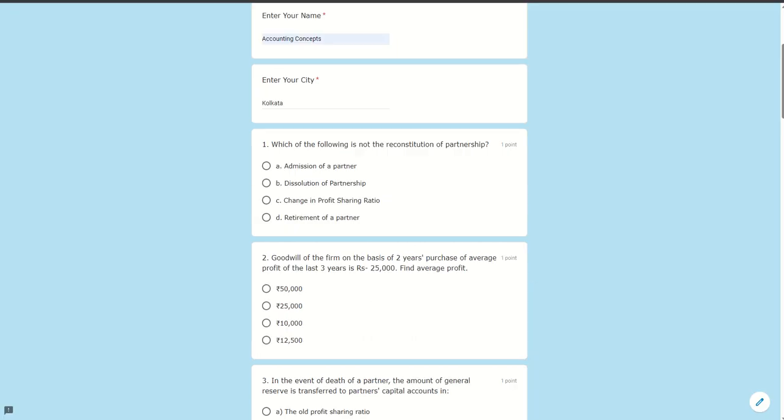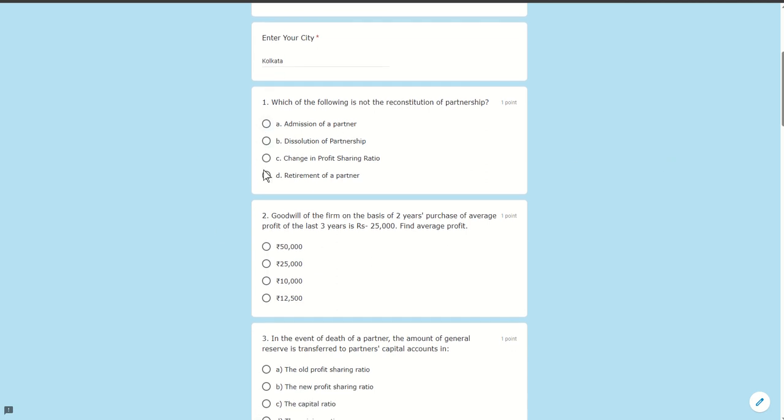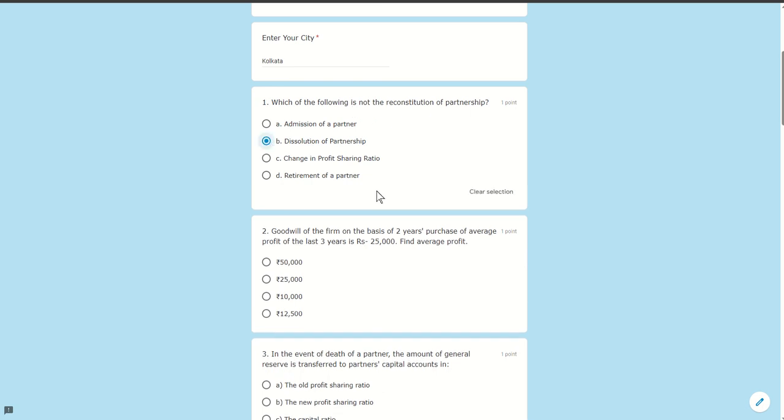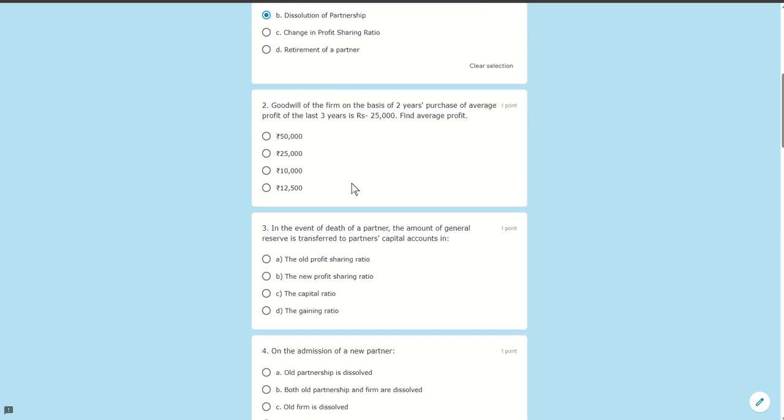For people who have attempted it and have now come back to understand some of the concepts, let's understand the MCQs at a concept level. First one that we have got: which one of the following is not the reconstitution of the partnership? Answer is dissolution, because this is a closing down of a partnership. There is no reconstitution in here. Rest all the three are reconstitution.